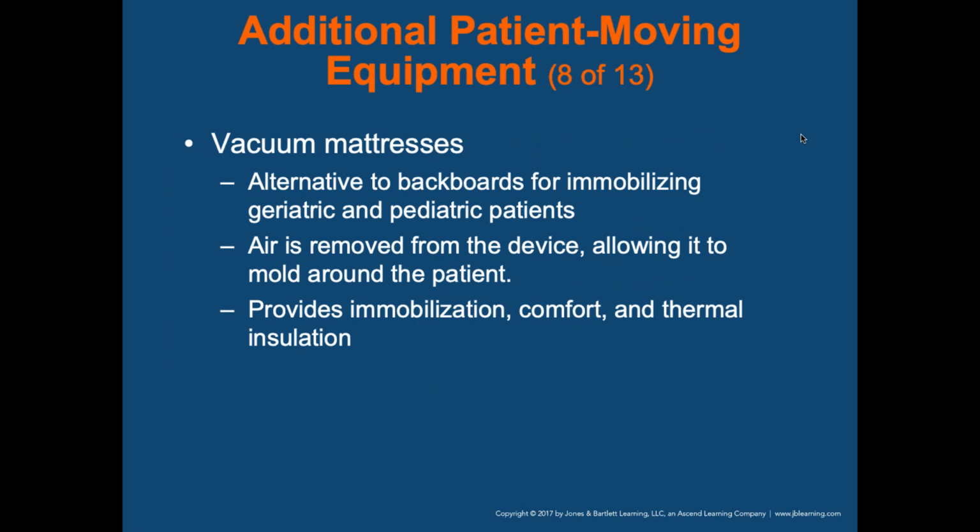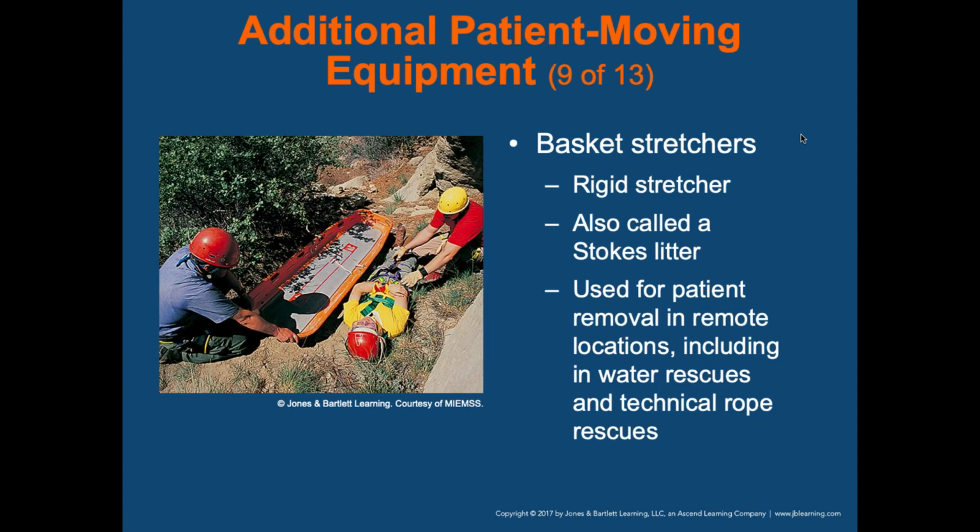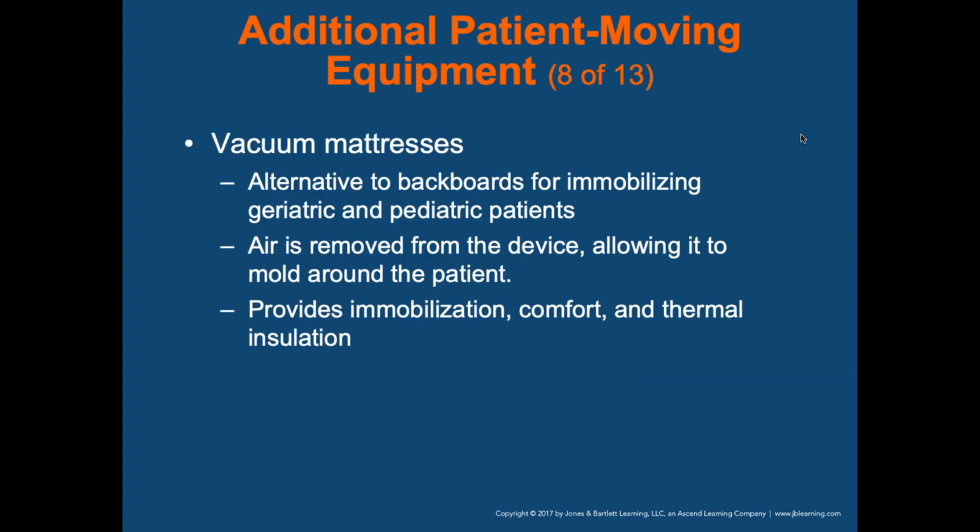Vacuum mattresses, which is what I talked about earlier, like the hover mats and whatnot, are alternative for backboards for mobilization for geriatrics and pediatrics to move. Actually, rephrase that. Vacuum is a little bit different. Air is removed from the device, allowing it to mold around the patient. I don't know if there's a picture. There isn't one there. Those are actually kind of neat. They're actually testing those out in California for a while, where basically it's kind of like a vacuum splint, but it's one big splint that kind of folds around the patient and keeps them still.